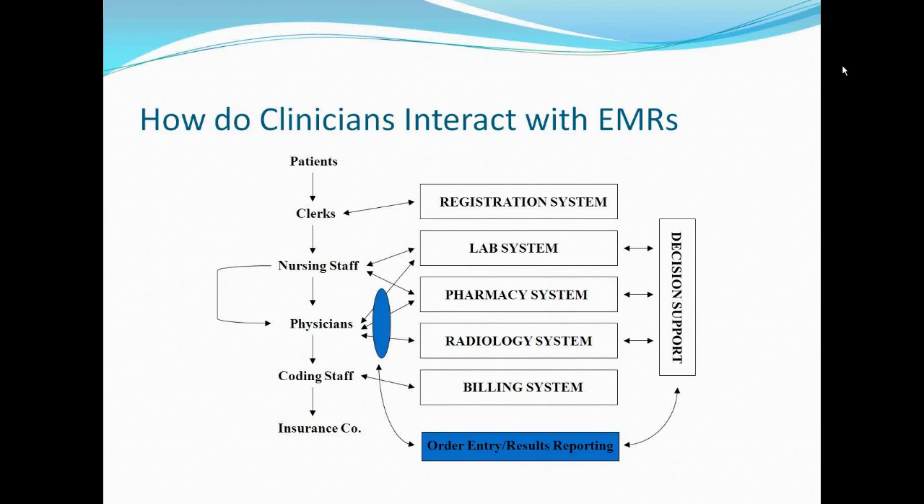Now, the decision support typically is built around the lab system function, the pharmacy system function, and the radiology system function. Okay, based on the output of those 3 functions, the decision support will be able to give back order entry and results reporting efficiently to the physicians.